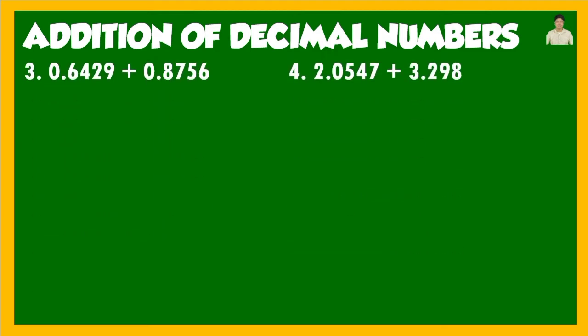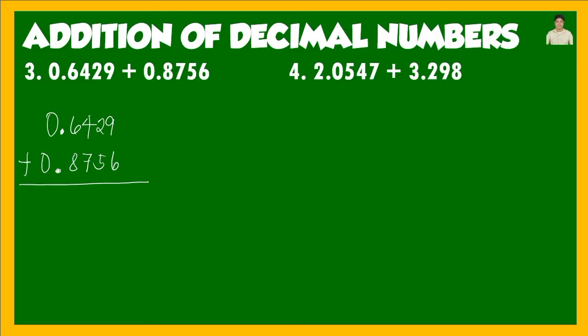Next, number 3. So, ayan. Pareho silang may 4 decimal places. So, sulat lang natin sila. 0.6429 plus 0. So, kailangan yung ating decimal point ay malinaw. And then, yung 8, 7, 5, 6. So, ayan. Magkatapat na po yung ating decimals. So, pwede na po tayo ngayong mag-add.